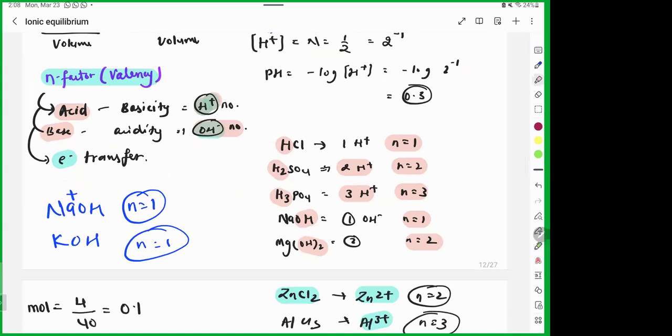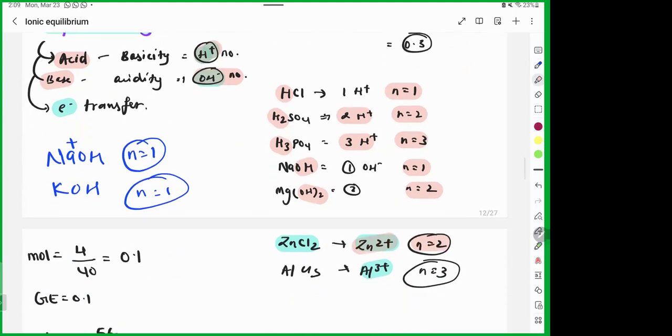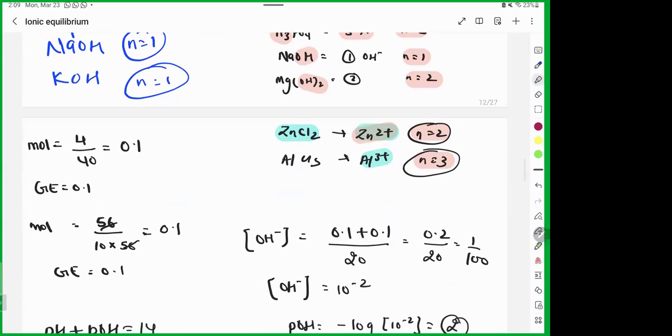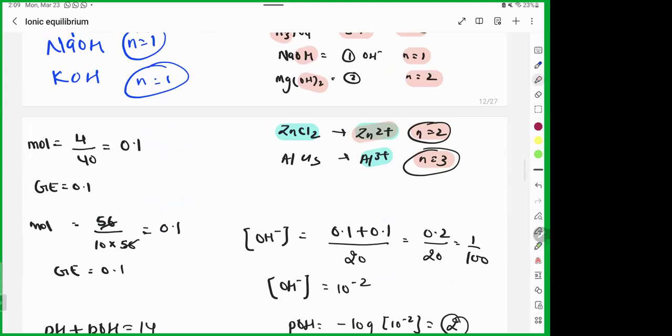Third, if you don't have any acid or base, how to identify the valency factor? Example, in zinc chloride you don't have H positive or OH negative ion. So what will be the valency factor? Charge. Zinc has 2 positive charge, that's why valency factor 2. Aluminium has 3 positive charge, so valency factor 3. Correct? Gram equivalent is valency factor into moles. Done. So you can calculate the total number.